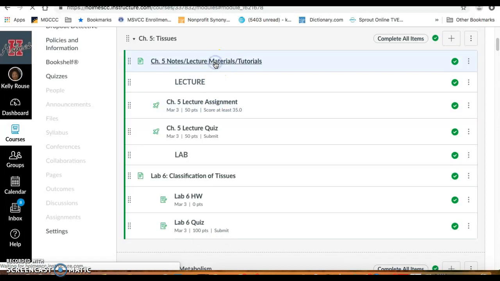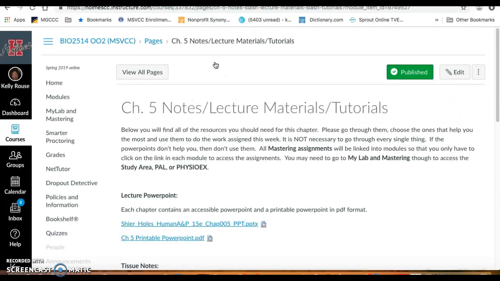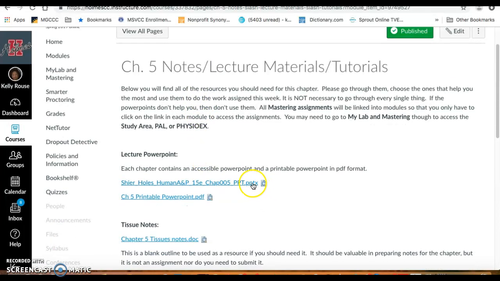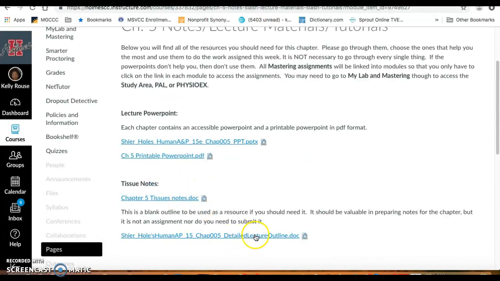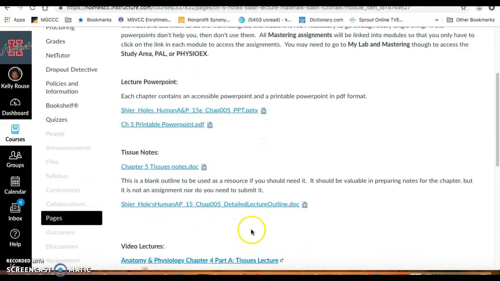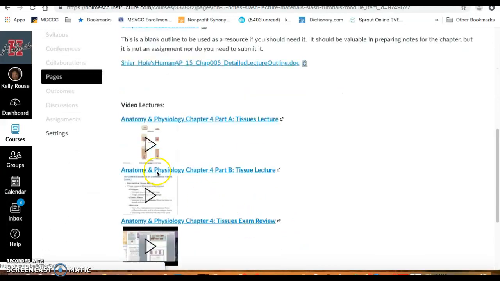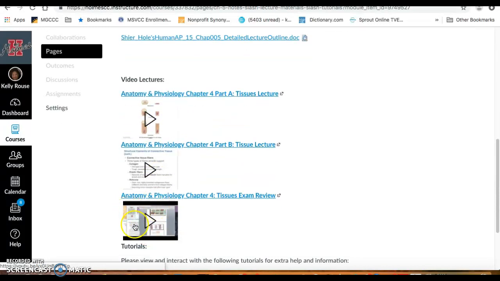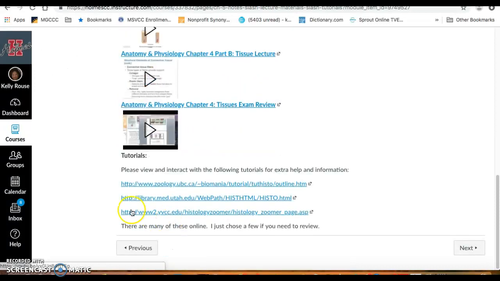When you look here in the notes, lecture materials, and tutorials, you see that you have PowerPoints, you have notes. These are very good, excellent, detailed lecture outline notes. And then the chapter is broken down into two parts, Part A and Part B, and then there's a tissue exam review here. You see that you also have tutorials that you can work if you would like.